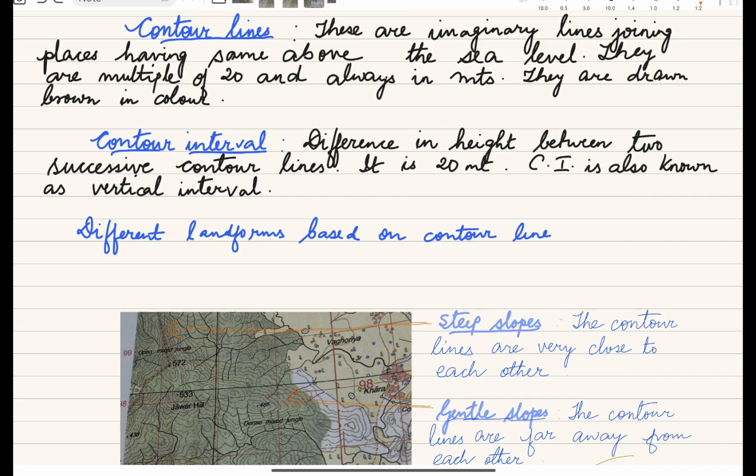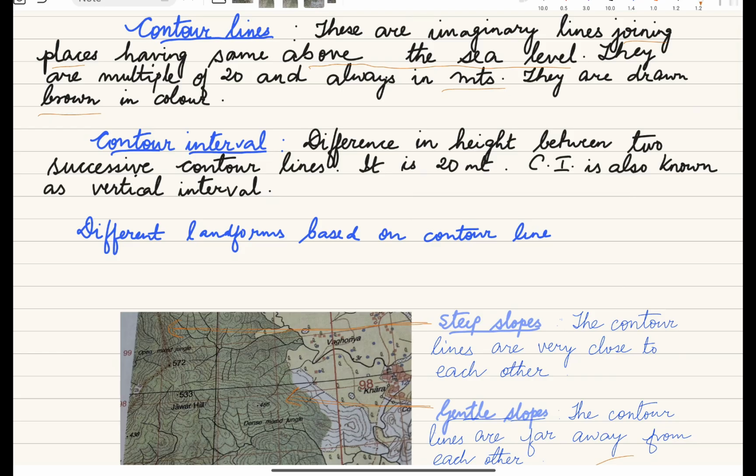This video is with reference to your topographical map. Contour lines. Contour lines are what? These are imaginary lines joining places having the same height above the sea level. They are multiples of 20, and contour lines are always in meters and they are drawn in brown color.